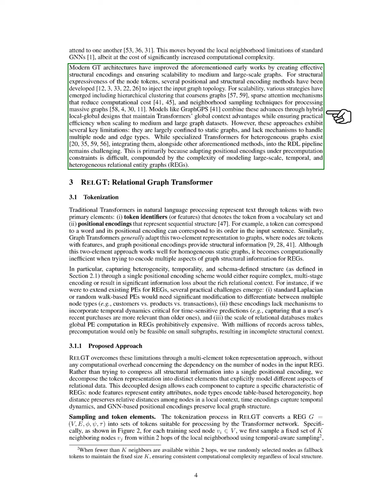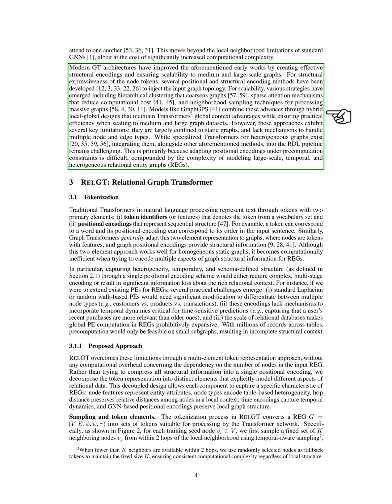For scalability, we have seen strategies like hierarchical clustering to simplify graphs, sparse attention mechanisms to cut down on computational costs, and neighborhood sampling techniques for handling large graphs. Models such as Graph GPS merge these advancements through hybrid designs that maintain the global context benefits of transformers while ensuring efficiency for medium and large datasets.